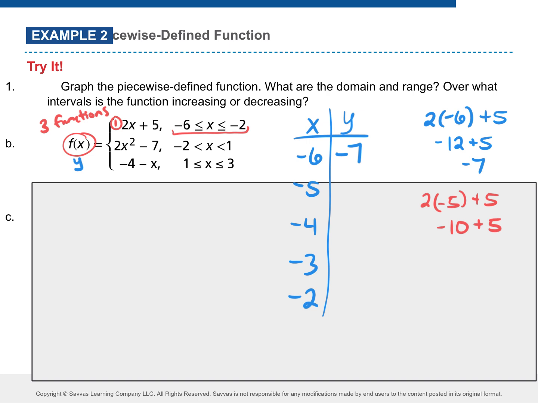Negative 10 plus 5 is negative 5, yep. So you would do that for each point here. Each point you would do that, okay? To save us a little bit of time, I'm just going to fill in the rest here. So I would get negative 3, negative 1, and 1 if I plugged the rest of those in.